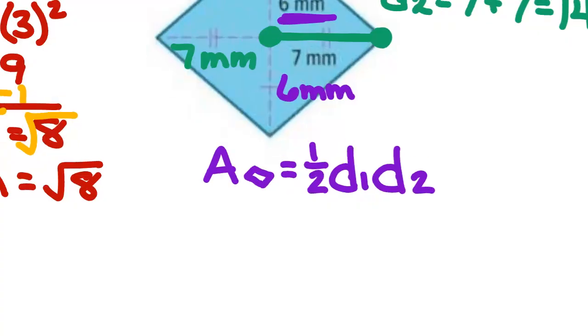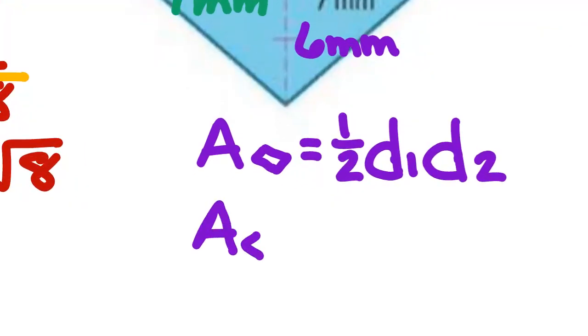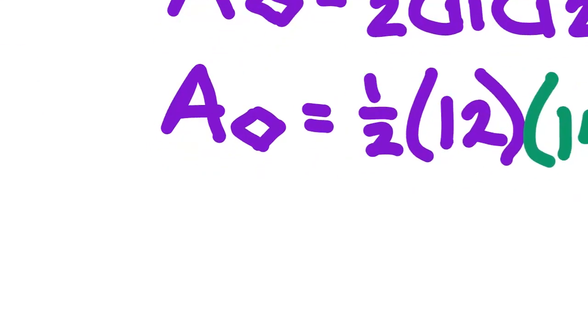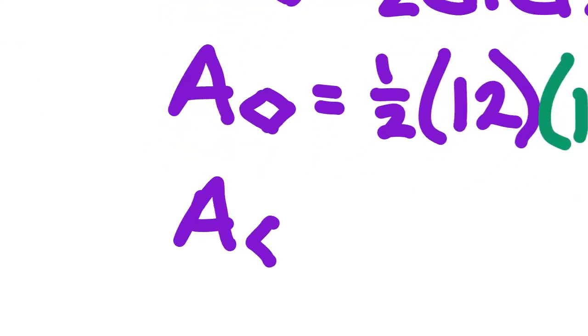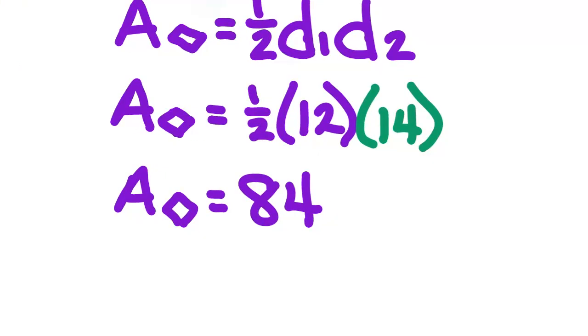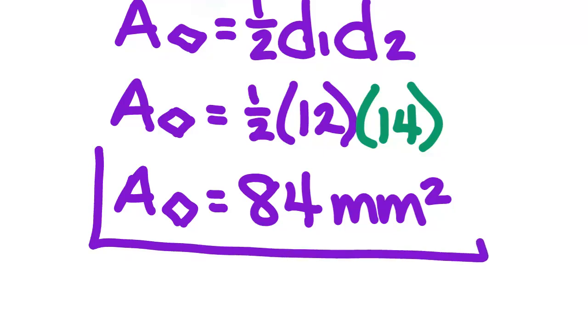All right, so we can take that and substitute it into our formula. The area for a rhombus is 1/2 times diagonal 1, which is 12, times diagonal 2, which is 14. Grab a calculator and type that in. Tell me what we get. 84. So the area of this rhombus is 84. What kind of units should we put with that? Millimeters squared, because it's area. Every single time we have area, it's always squared units.